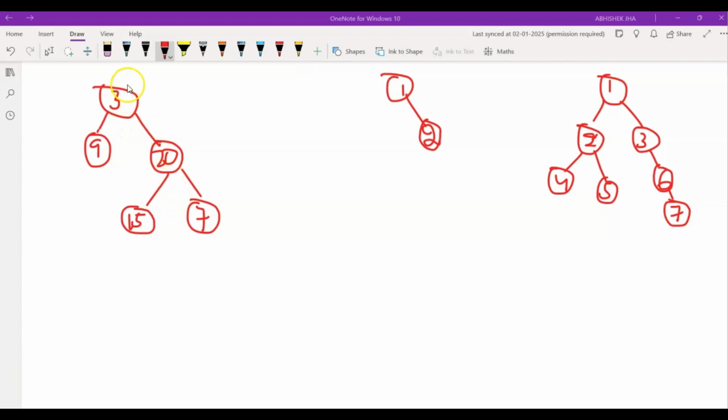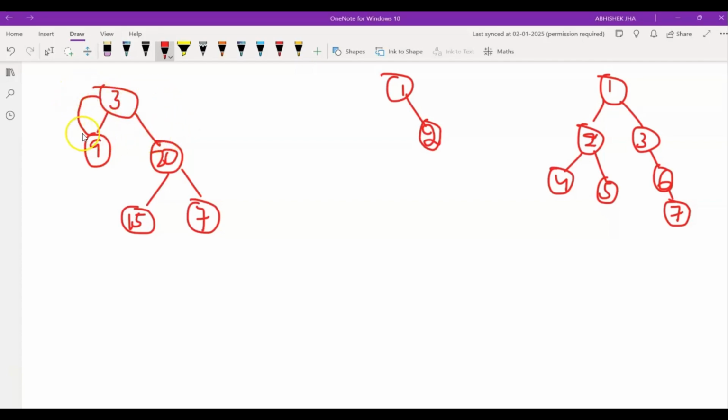We'll start with the root. We'll give a recursive call to its left subtree and right subtree, and we'll calculate the depths of the left subtree and right subtree. And when we return from that particular call, we'll add 1 to it, as we are including the root itself. So 3 gives a recursive call to its left subtree, that is 9, and 3 also gives a recursive call to its right subtree, that is 20.